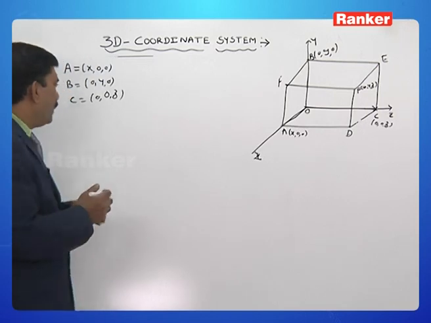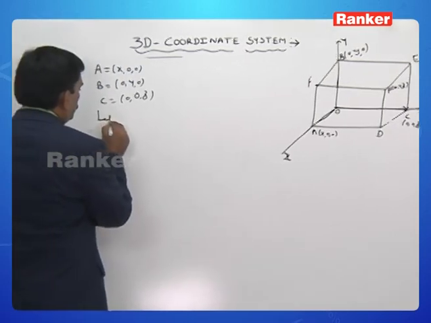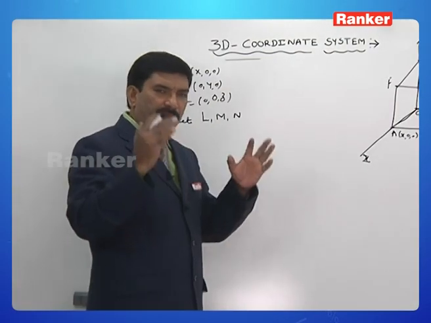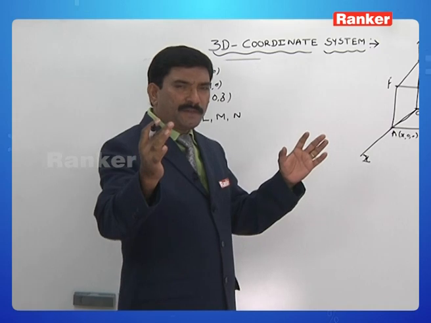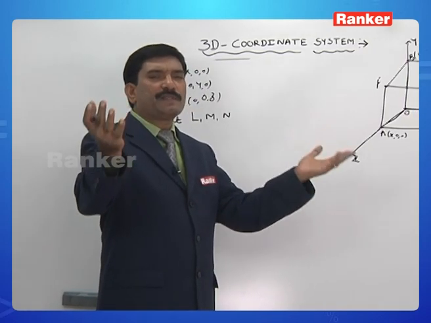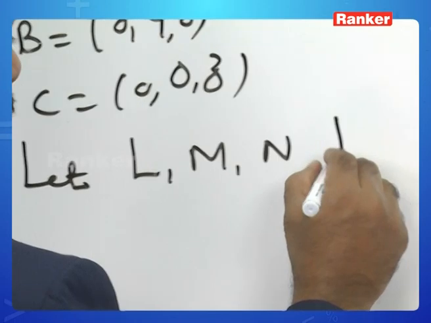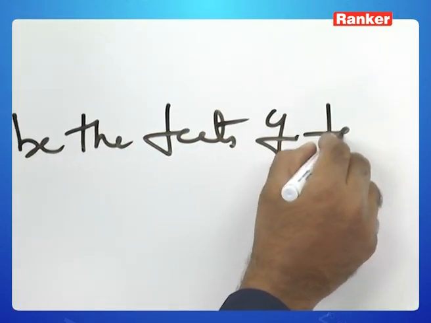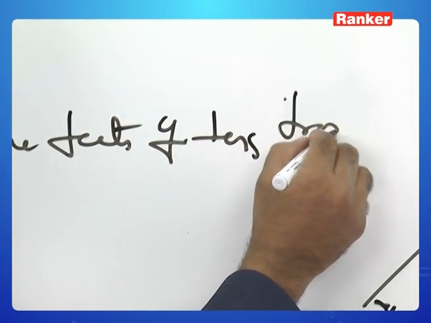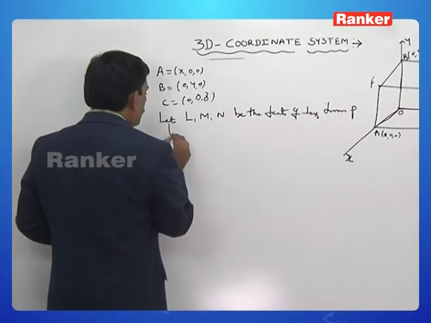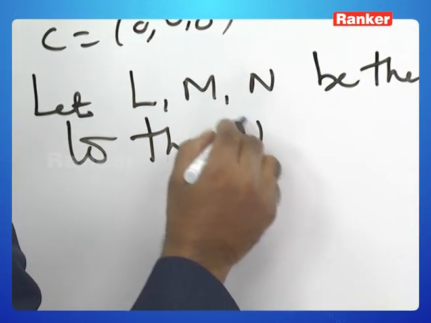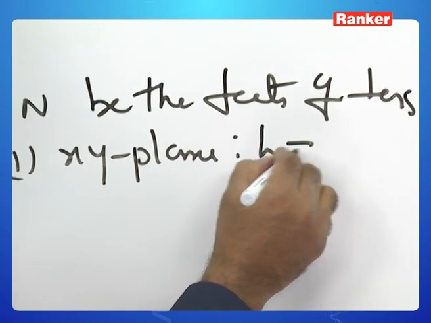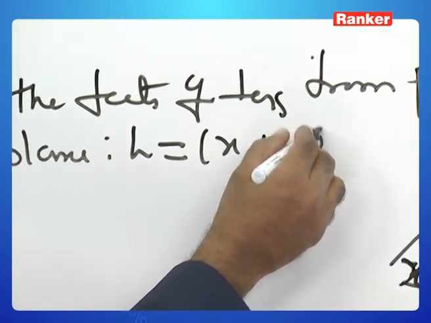Okay. Now let us take, let L, M, N be the feet of the perpendiculars from P on the coordinate planes, the first one is the xy plane. Therefore, L is equal to x, y, 0.